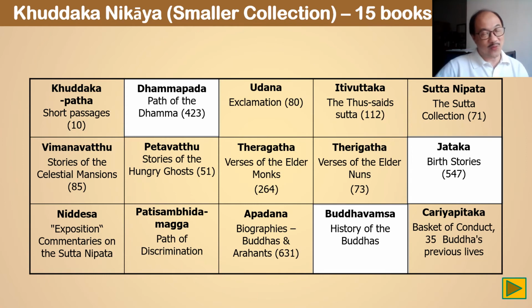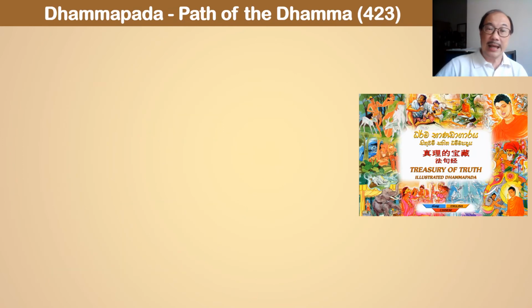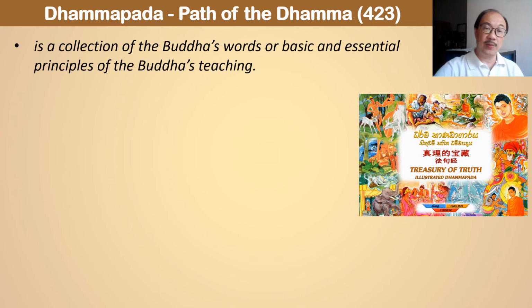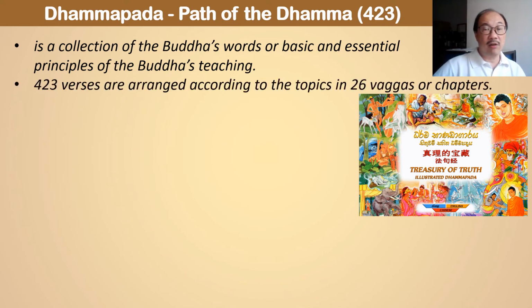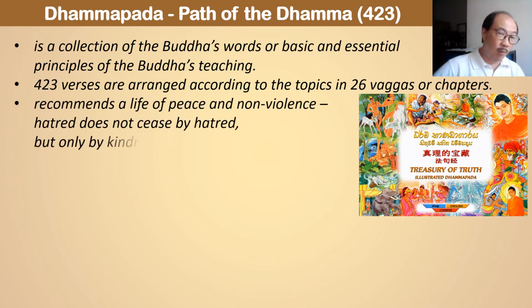So if you were to study the whole Tipitaka, I think you need a whole life. So for today, we will do a selection of three only: Dhammapada, Jataka, and Buddhavamsa. Dhammapada, the path of the Dhamma. We have about 423 verses in the Dhammapada. It's a collection of the Buddha's words, or basic and essential principles of the Buddha's teaching. They are all arranged by topic in 23 vaggas or chapters. And it recommends a life of peace and non-violence.